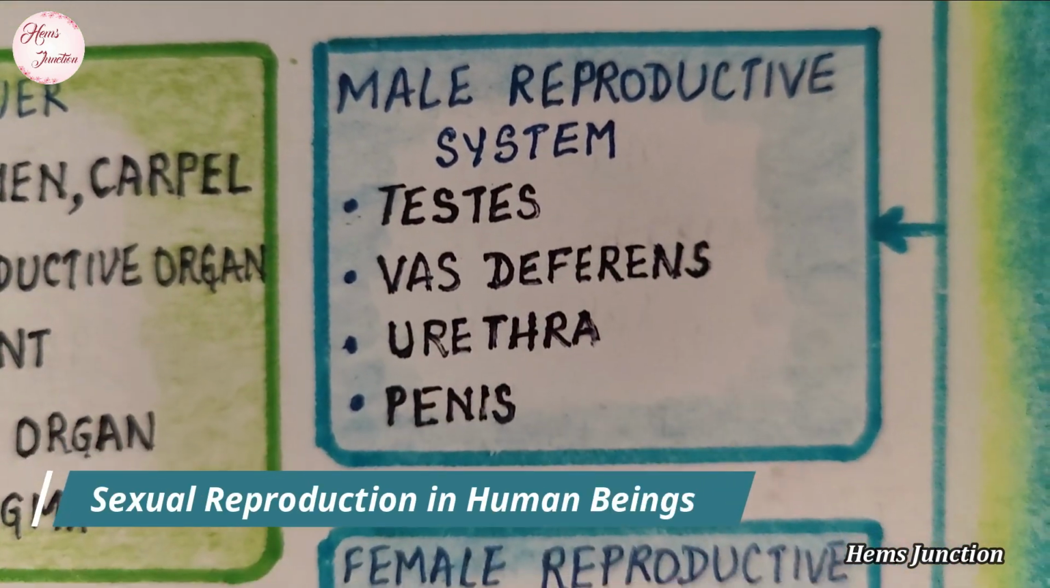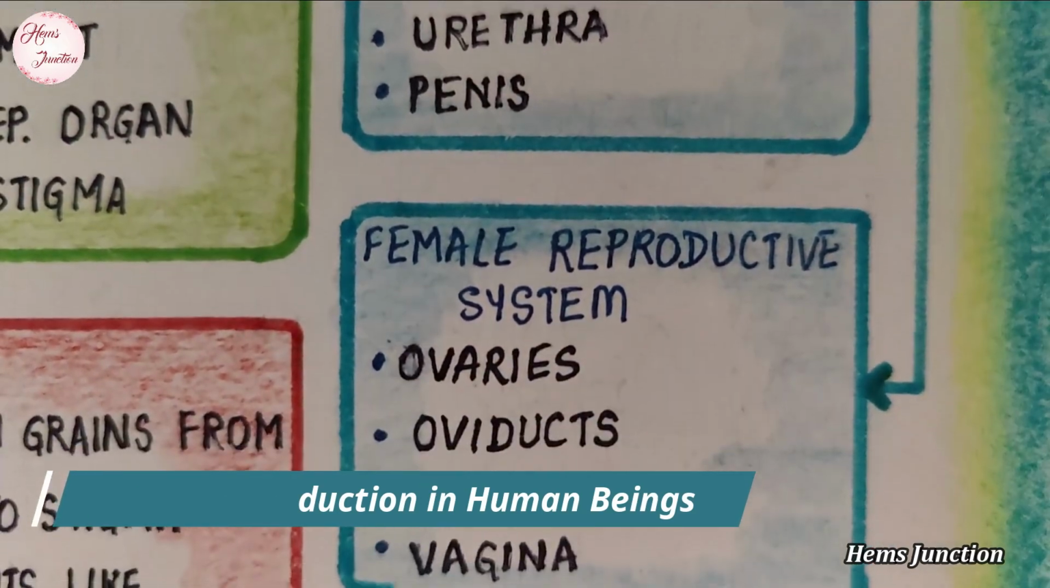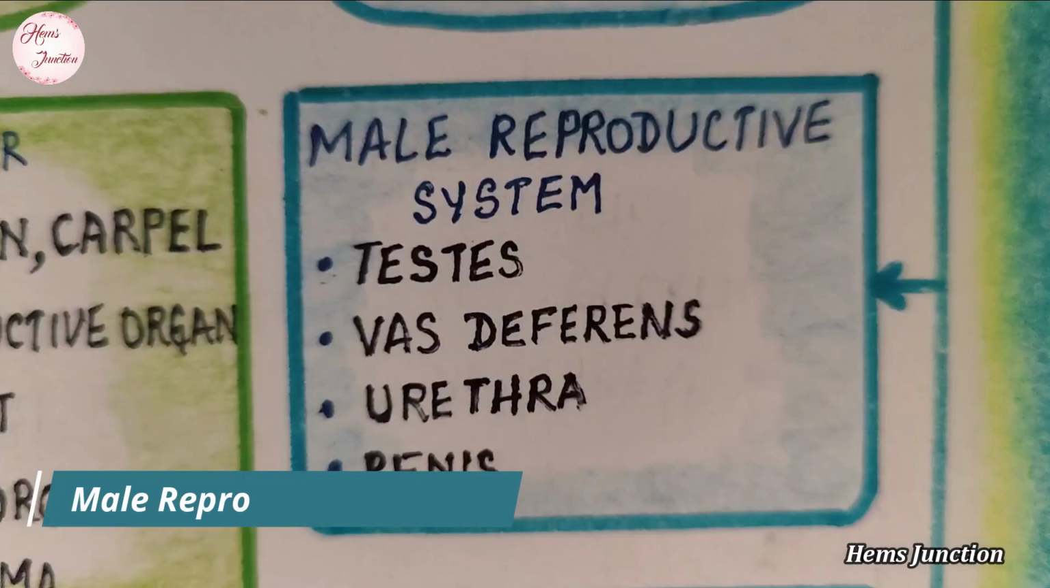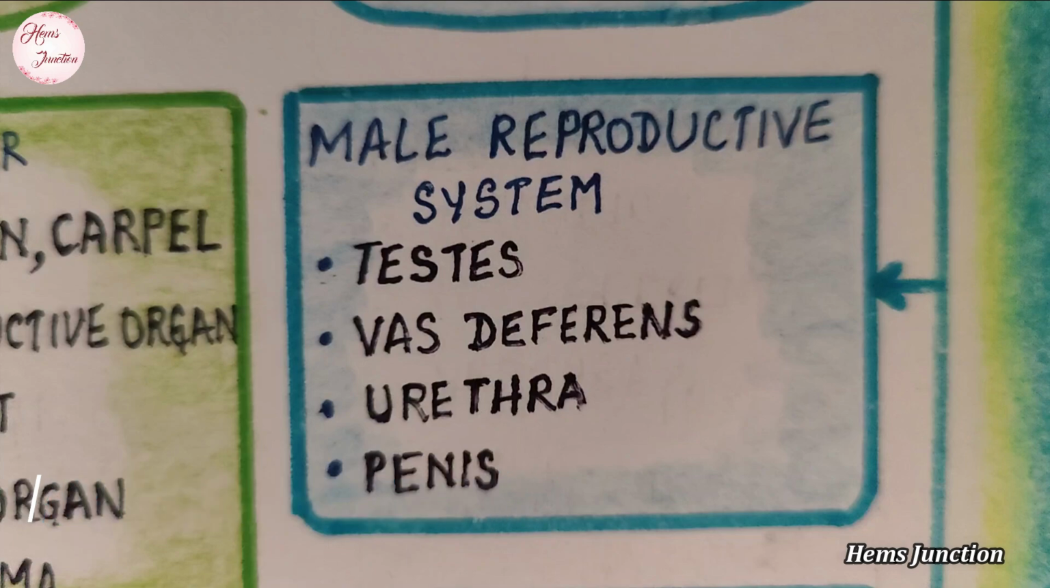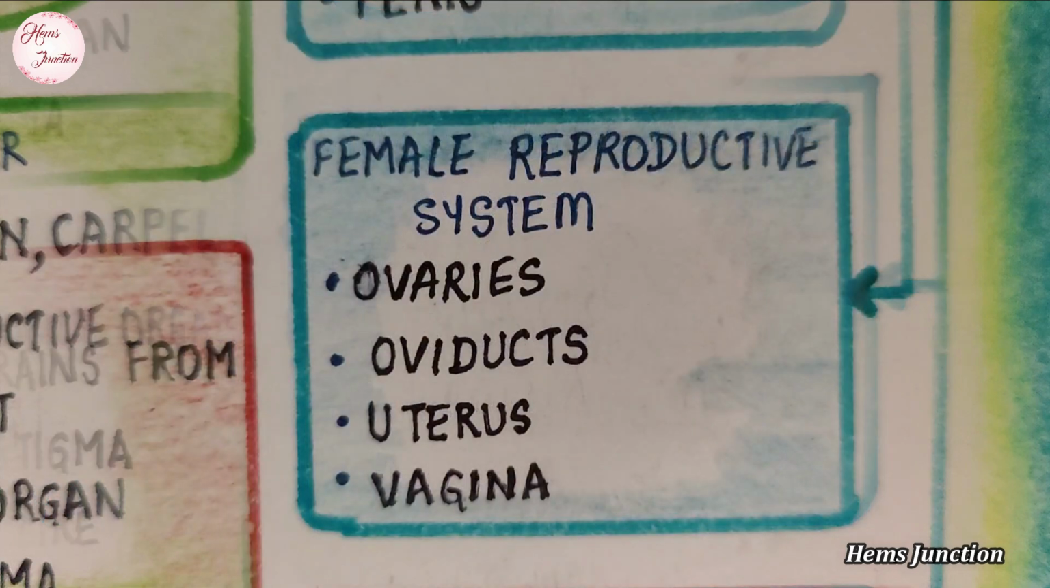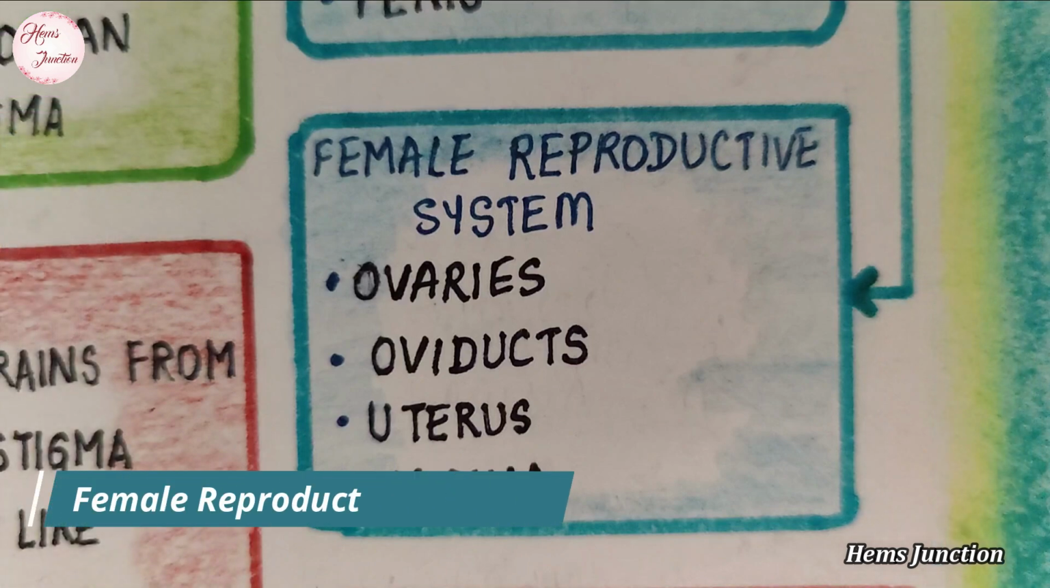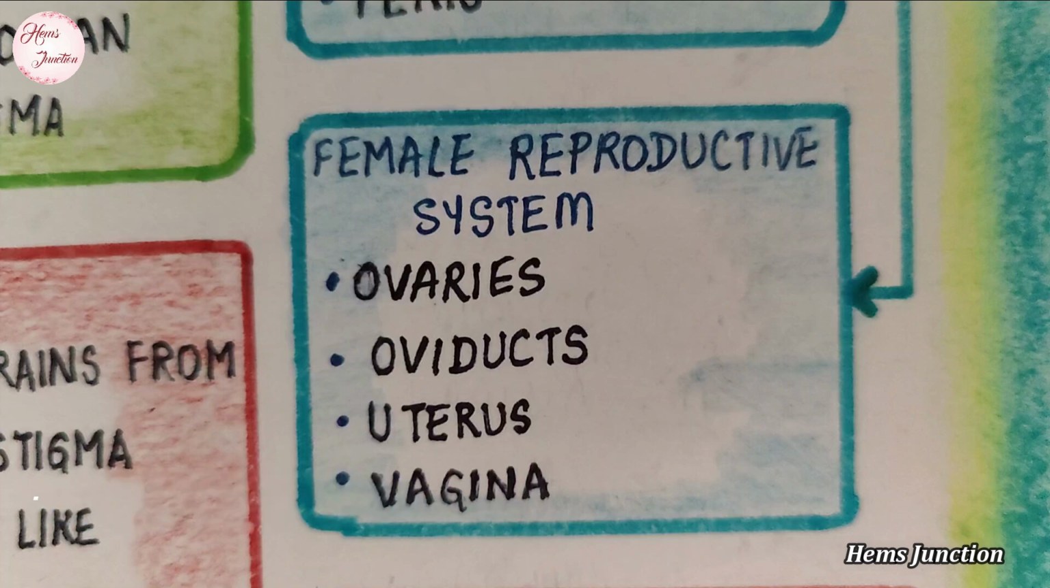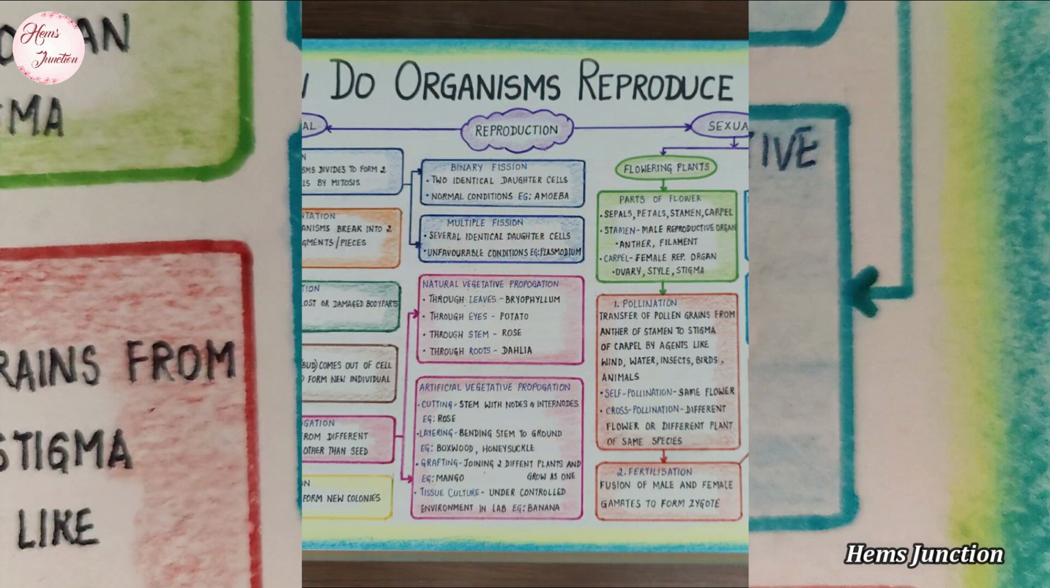Now let's see the sexual reproduction in human beings. Male reproductive system, female reproductive system. In the next part 2, I shall be sharing the detailed mind map of the sexual reproduction in human beings.